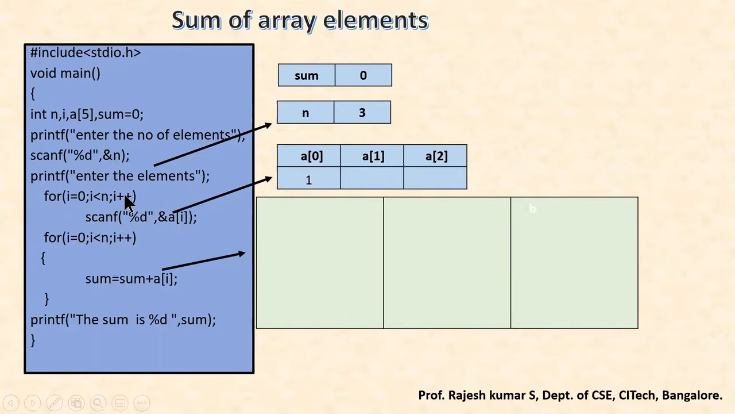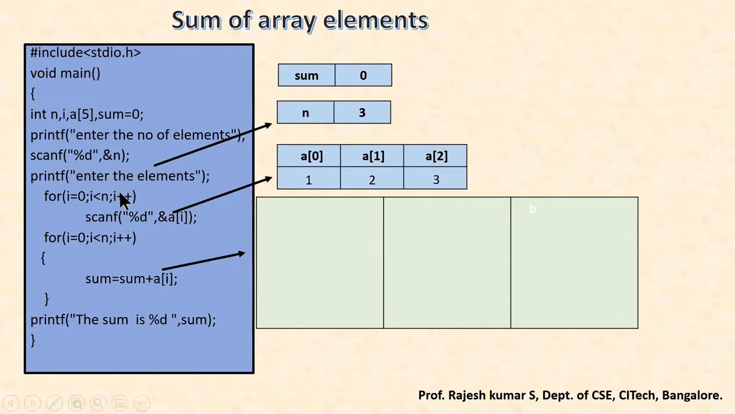Then i gets incremented. i will become 1. It will check for the condition 1 is less than 3. Yes, the condition is true. Then next it will store the second value at e of 1. Then i will become 2. 2 is less than 3. Yes, it will come inside. Again, it will store the third value at the location e of 2. 3 is stored at e of 2.